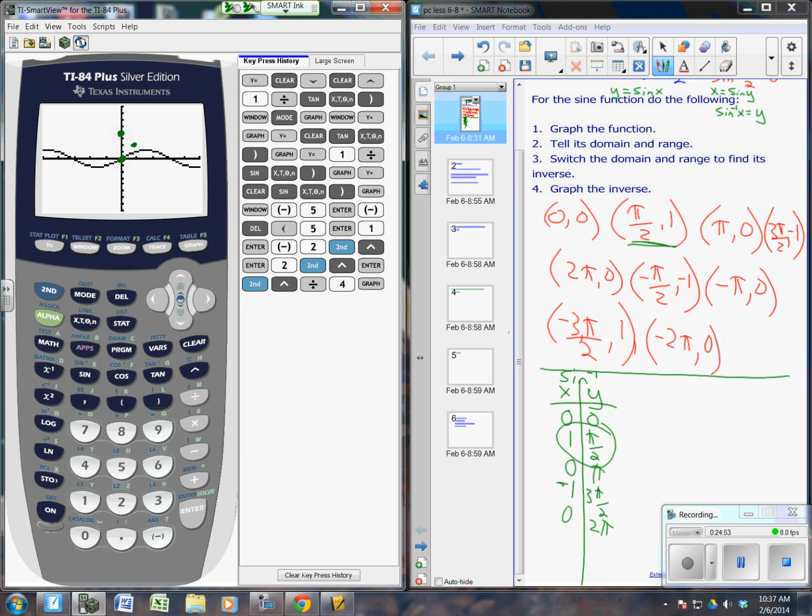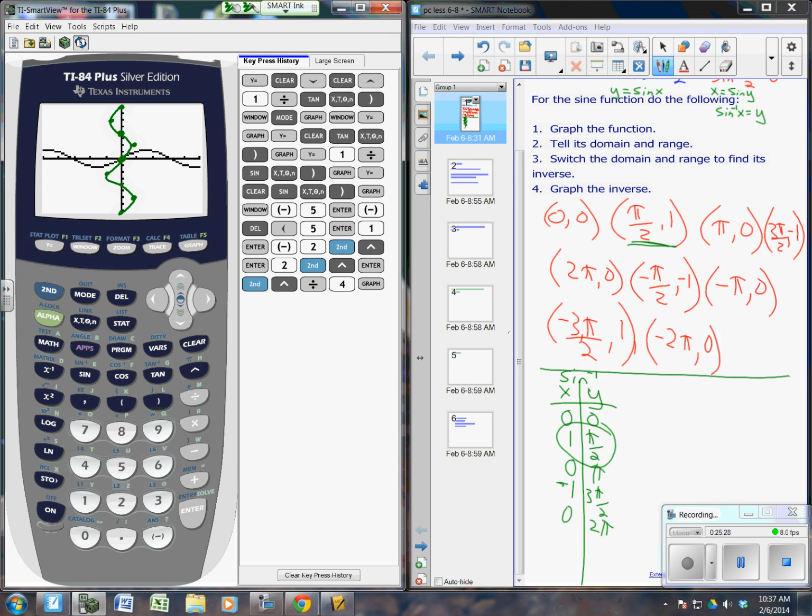And then this is going to be -1 comma 3 pi halves, and this is going to be 0, 2 pi. So it's going up like this. And if I go the other direction, it's going to be out here, and then right here, and then right here, then right here, so it's going to go like this. Right? That is our inverse of the sine function.